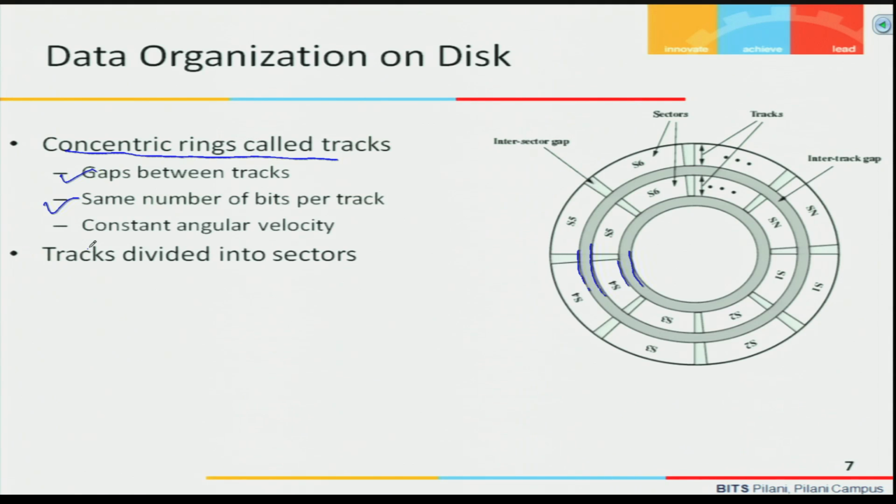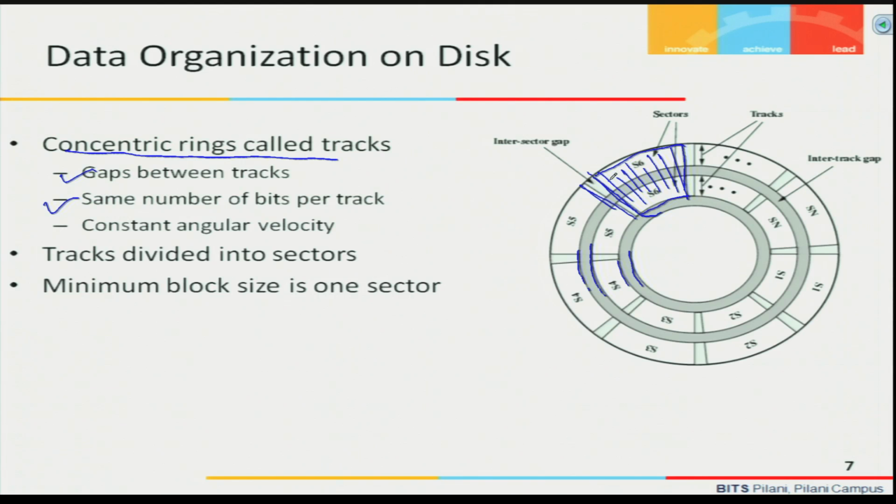Further, these tracks are divided into sectors. You can see this is one sector. From here to here, this is one sector. So, one sector contains a fixed amount of information. Usually it is called one block, and that block size is 512 bytes in general.